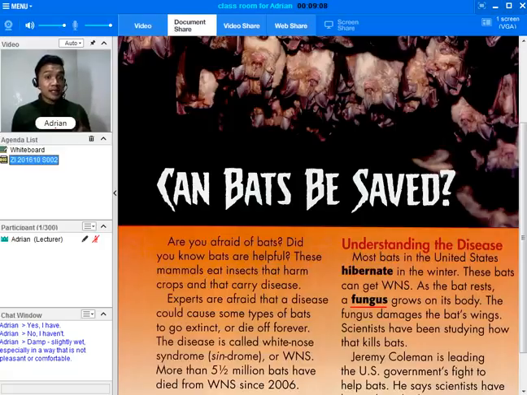But scientists are doing their best to study this disease so they can help cure it and find a solution to the sad problem. And who is leading this fight against the WNS? It's Jeremy Coleman. He is helping the scientists in finding a cure for this disease. So I hope that they will find a cure soon so that bats will stay longer here on our planet.